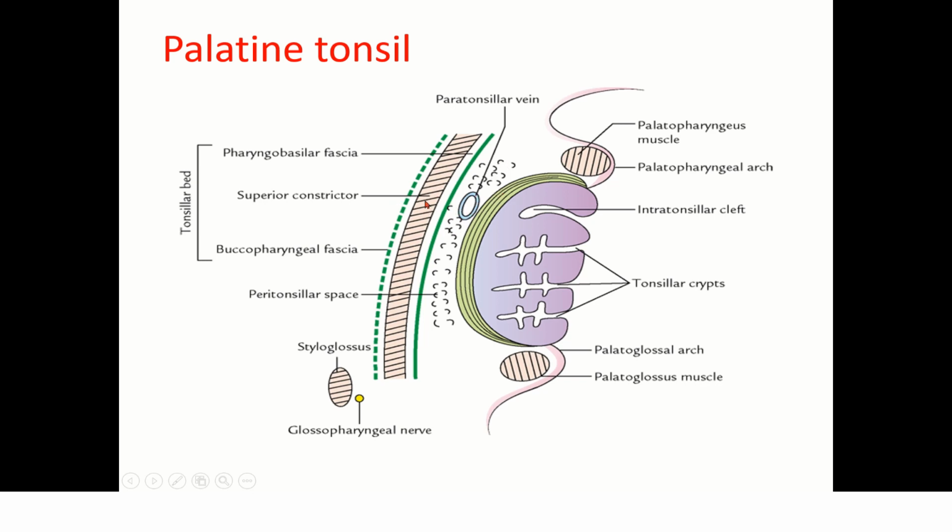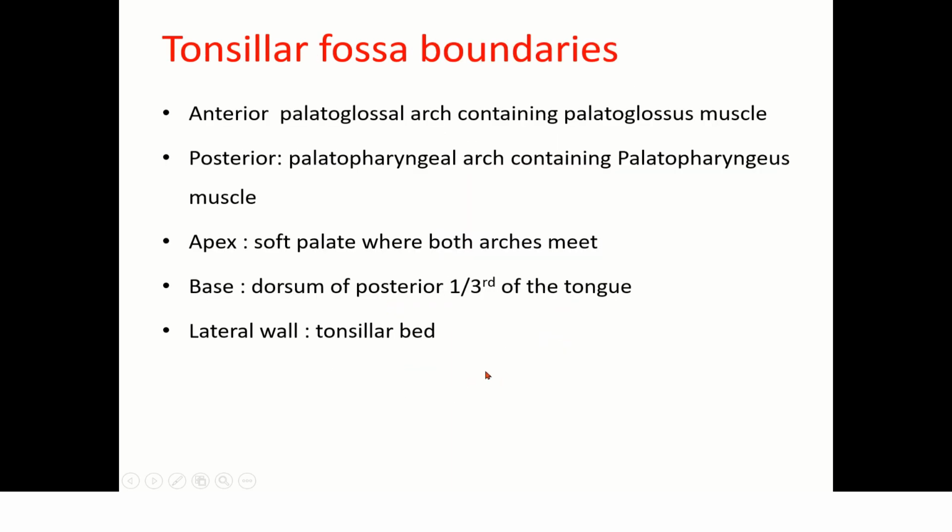Then if you go still outside this peritonsillar space, you can see the pharyngobasilar fascia, and this is the superior constrictor, and outside the superior constrictor you can see the buccopharyngeal fascia, and still outside that you can see the styloglossus and glossopharyngeal nerve. So tonsillar fossa boundaries: anteriorly the palatoglossal arch containing palatoglossus muscle, posteriorly the palatopharyngeal arch containing palatopharyngeus muscle. The apex is the soft palate where both arches meet. The base is formed by the dorsum of the posterior one third of the tongue.